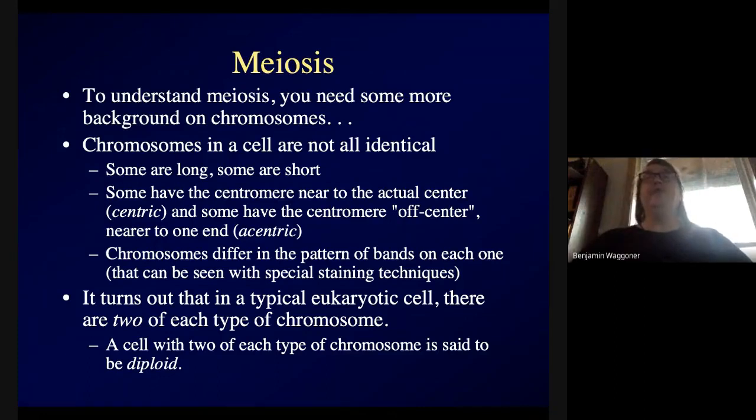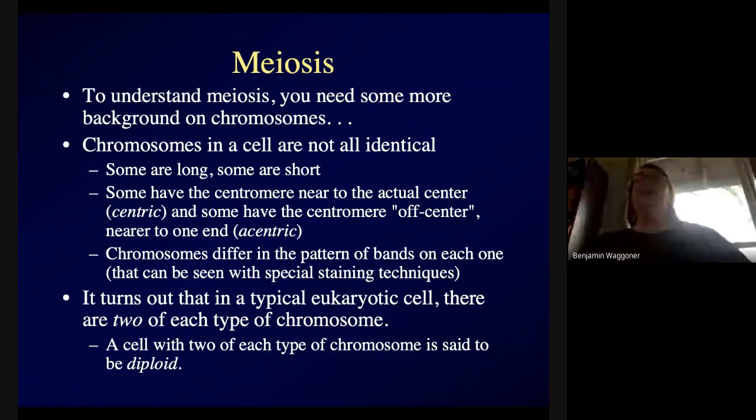And a cell that has 2 of each type is said to be diploid. Not deployed, as in, you know, sent off to fight a war somewhere. Diploid. Diplo happens to be Greek for double. So a diploid cell has double something.